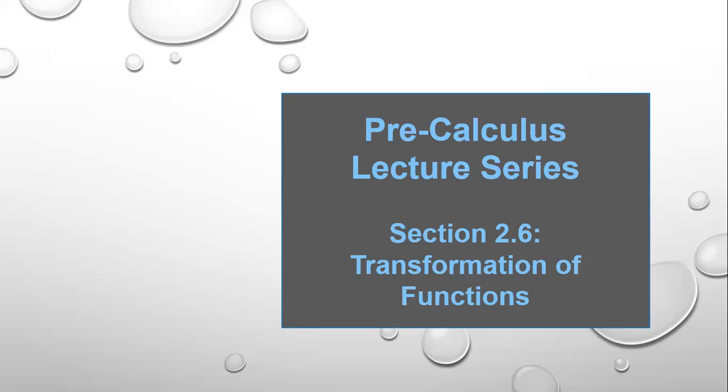Today we're going to talk about section 2.6, transformation of functions. What is this section about? We're going to talk about how to graph a function without physically picking points. We're going to see how we can graph a function by starting with the parent function, then applying the different transformations to the parent function, and then graphing it.